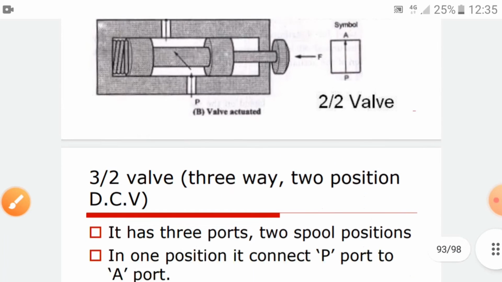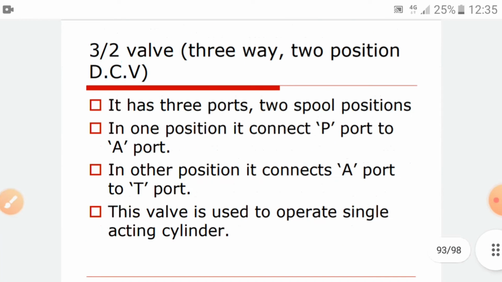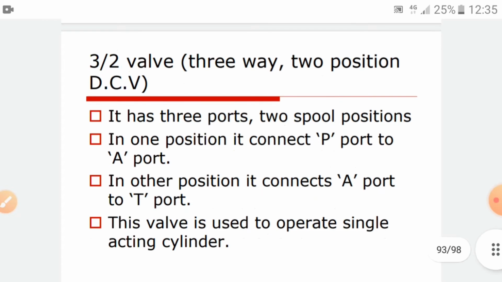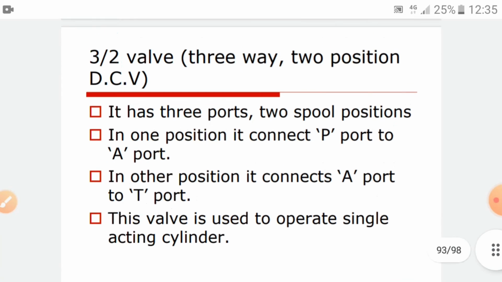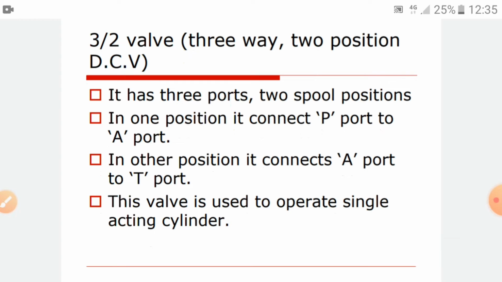So the next directional control valve is the 3 by 2 valve. Its meaning is three-way, two position directional control valve. It has 3 ports, 2 spool positions. In one position it connects P port to A port. In the other position it connects A port to T port. This valve is used to operate a single acting cylinder. This type of valve we can use in a single acting cylinder only.